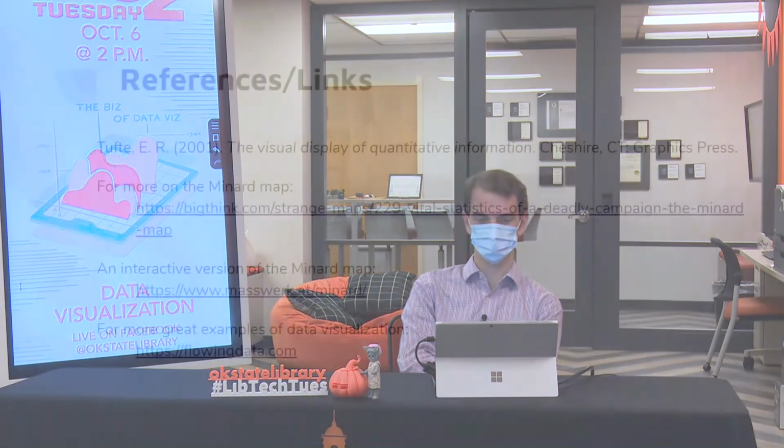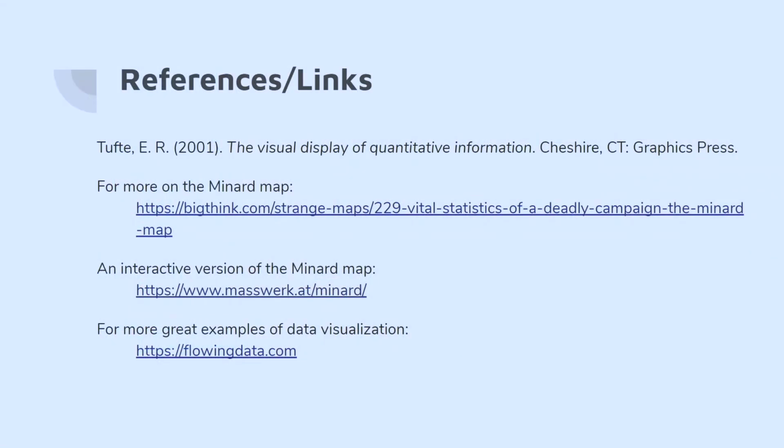And then here are a few references and links. If you want to see an interactive version of that Menard map, I linked to that on there. And then flowingdata.com is a great place to go if you just want to browse through great examples of data visualization. I think the first post from Flowing Data goes back to 2007, and they're still going strong. So it's a really nice place to go.